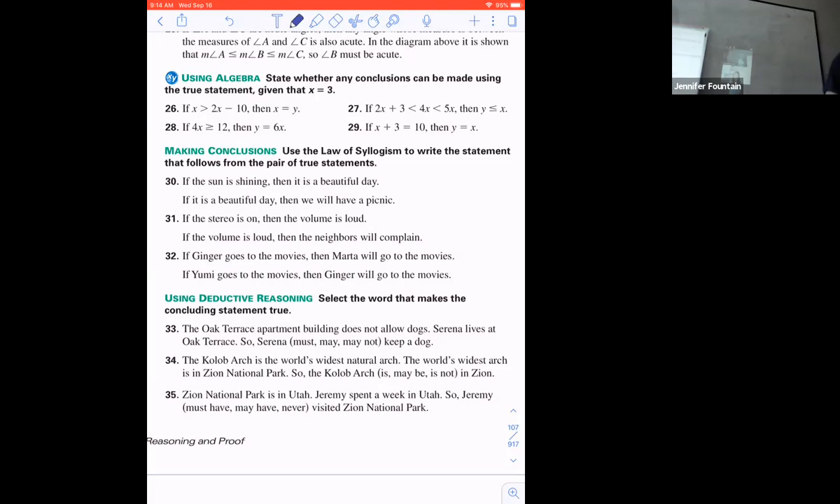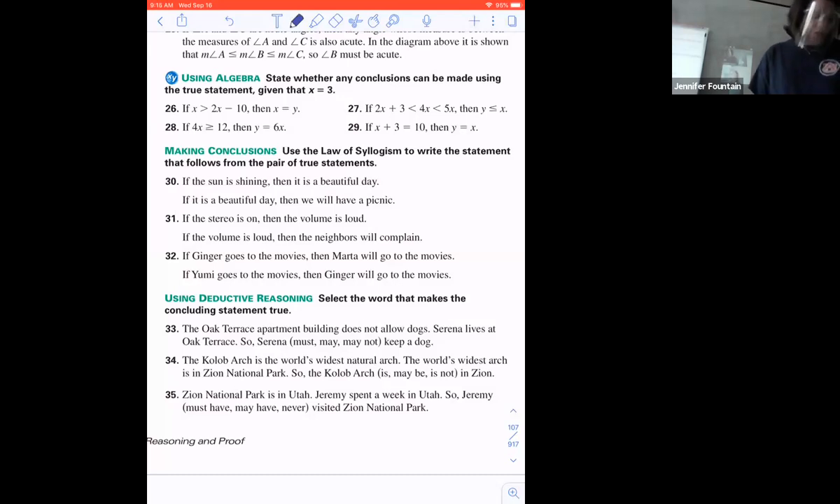All right, 34. The Kolob arch, I guess that's the way you say it, I don't have a clue, is the world's widest natural arch. The world's widest arch is in Zion National Park. So the Kolob arch is maybe or is not in Zion. What can you conclude there? It gave us the options to choose: is, maybe, and is not. It is. Good. It is in Zion.